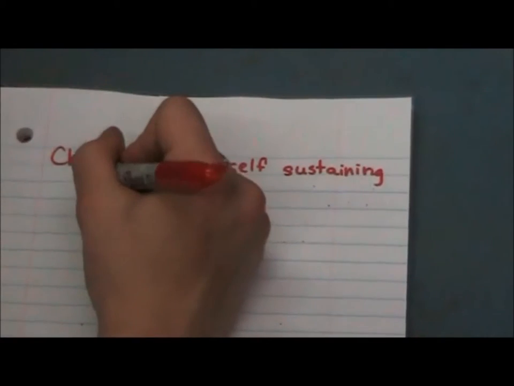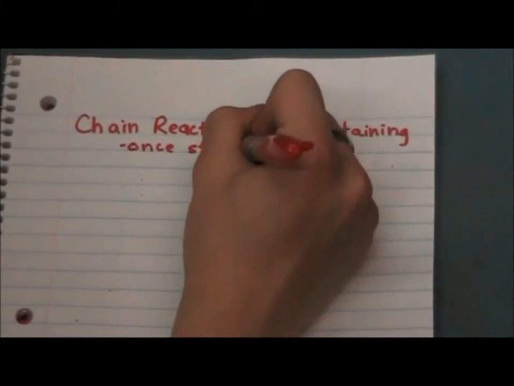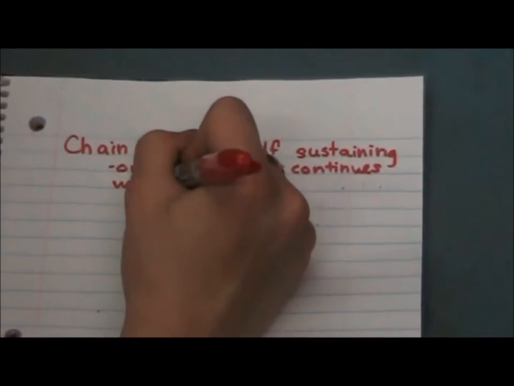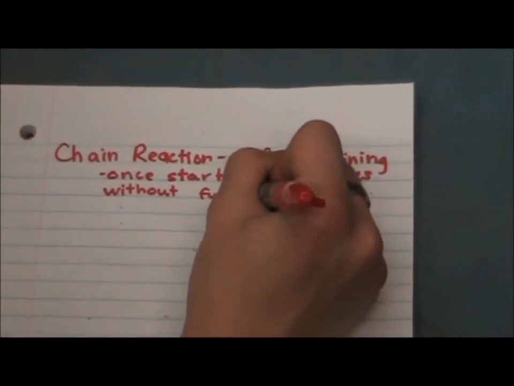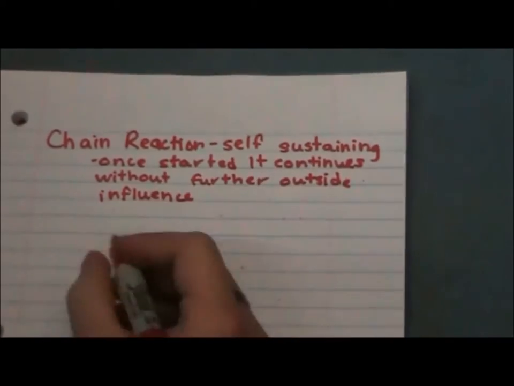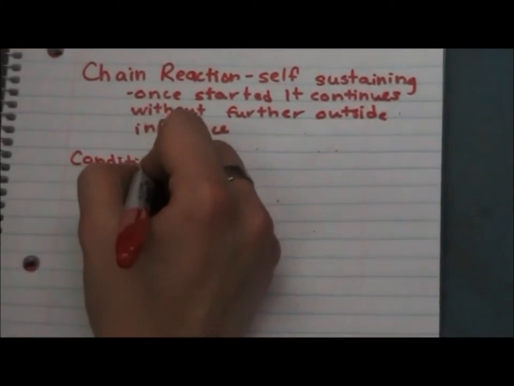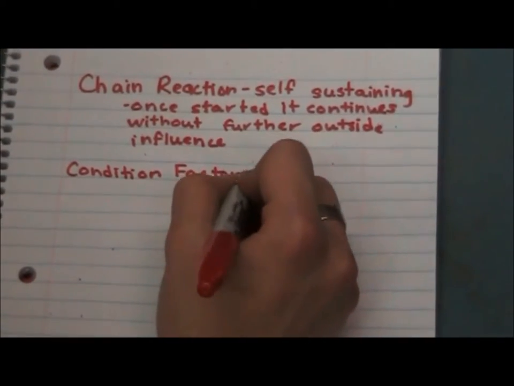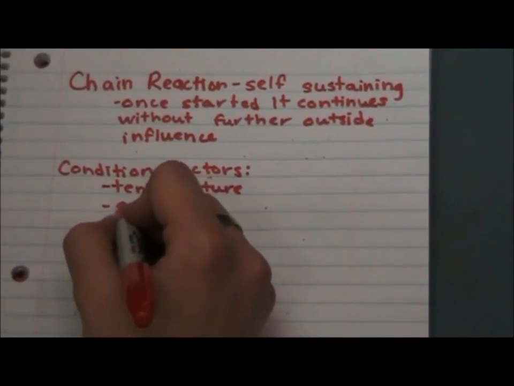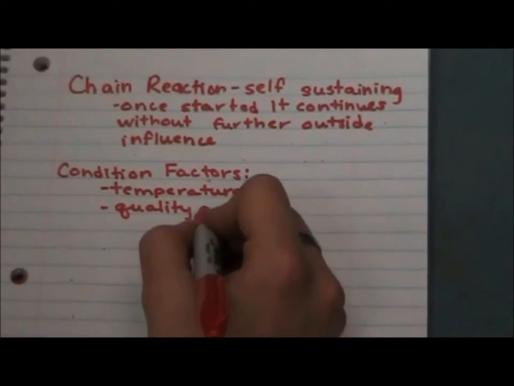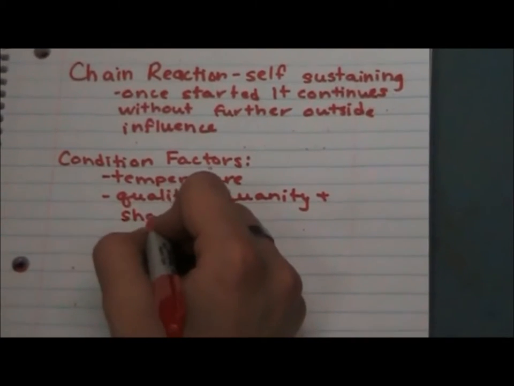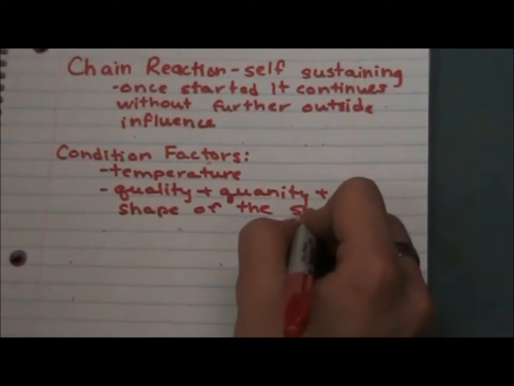Chain reactions are self-sustaining. Once started, it continues without further outside influence. The condition factors include temperature, quality, quantity, and the shape of a substance. Examples of chain reactions include dominoes falling and wood burning. Dominoes falling is an example of mechanical chain reactions, as wood burning is an example of chemical chain reactions.